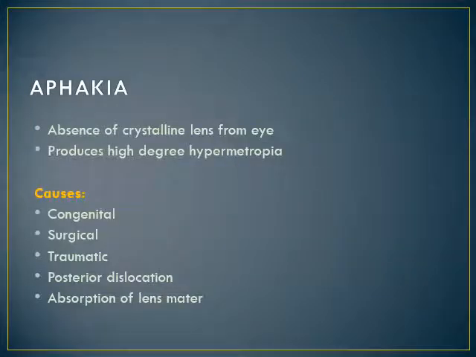Then coming to the aphakia. Aphakia means absence of the crystalline lens. So it produces high degree of hypermetropia because total power of the eye is reduced. Causes may be congenital, surgical, traumatic, posterior dislocation, and absorption of lens matter in hypermature cataract.